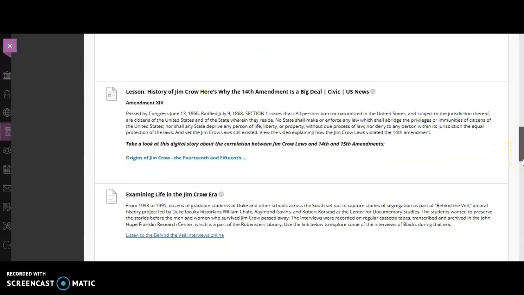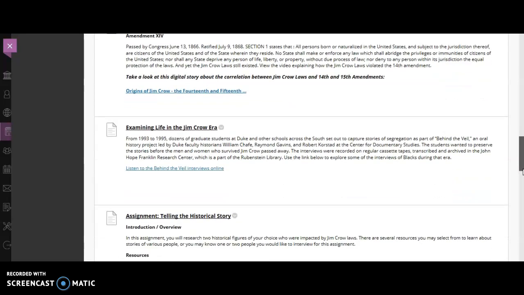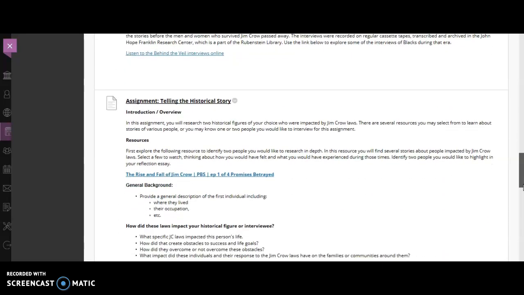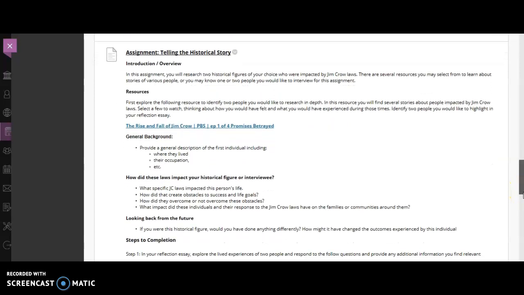As the first lesson, it is just for them to watch the digital story so that they can understand the correlation between the Jim Crow laws and the 14th and 15th Amendment. There's an assignment also telling the historical story.